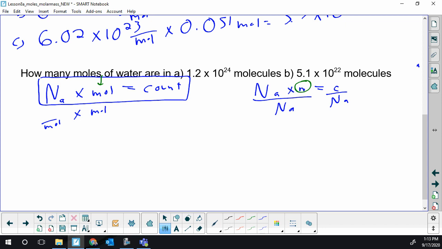Now the point of doing this, this number will cancel that number out. If I had 5 on the top and I do 5 divided by 5, they cancel each other out. Or if I have Avogadro's number divided by Avogadro's number, they cancel each other out. So this is what we're going to need to do. We've now got moles all by itself equals count divided by Avogadro's number. So you either have to do this rearrangement yourself or remember this.